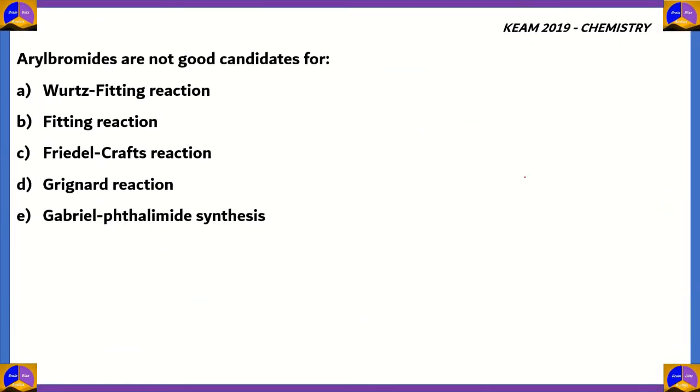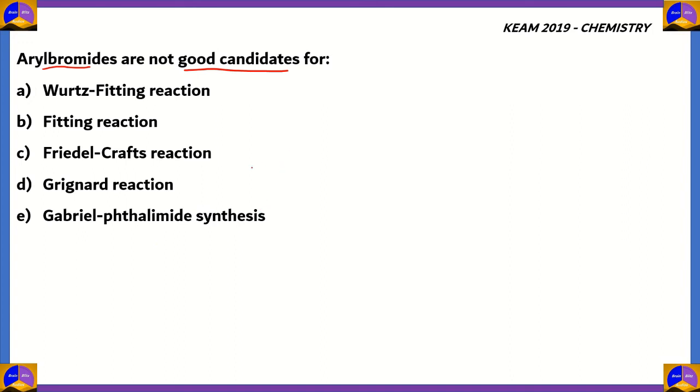Let's look at the final question of this episode. Aryl bromides are not good candidates for Wurtz-Fittig reaction, Friedel-Crafts reaction, Grignard reaction, and Gabriel's phthalimide synthesis.